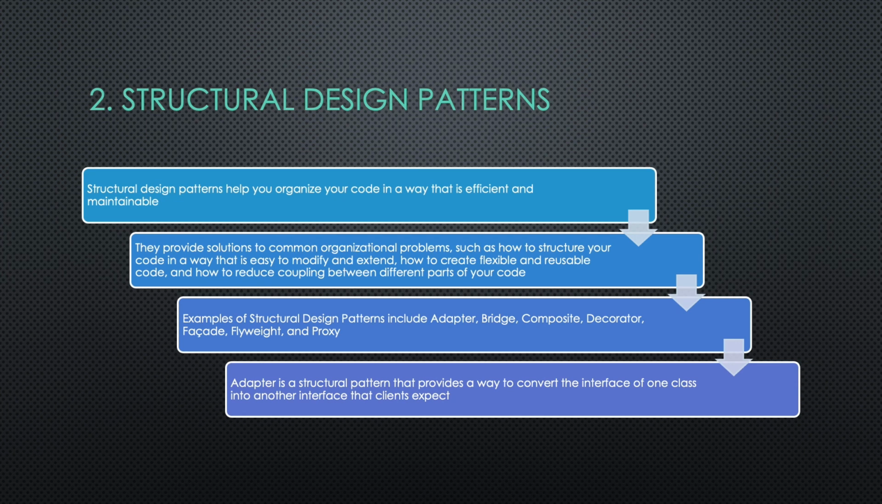Flyweight is a structural pattern that provides a way to share objects that have similar properties to reduce memory usage. This can be useful for creating objects that are used frequently but have a large memory footprint, such as graphical elements in a game or user interface.